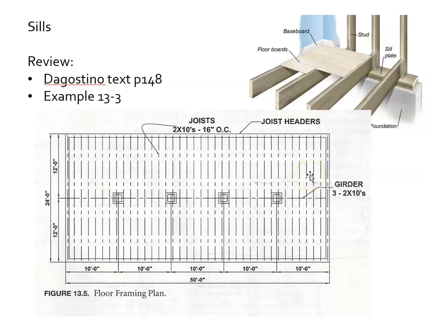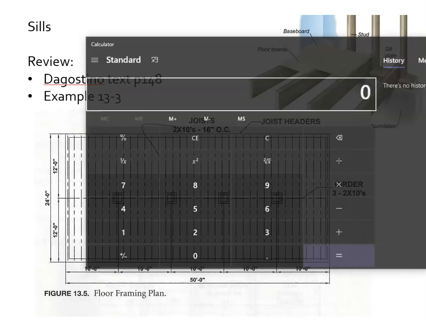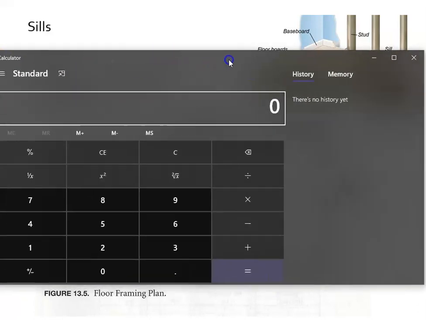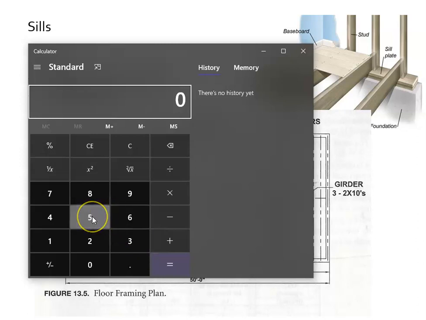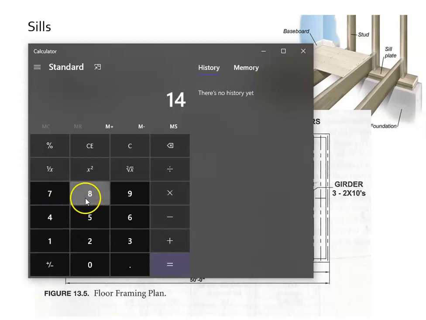Just to keep the dimensions and heights straight, we would have sill plate everywhere. So 50 plus 50 is 100. 24 plus 24 is 48. So we need 148 linear feet of sill plate. Let me quickly bring up a calculator so we can see these numbers. Now you can see my calculator. We said 50 plus 50, 24 plus 24, for a grand total of 148 linear feet of sill plate. Then the question is, what do we want to buy?